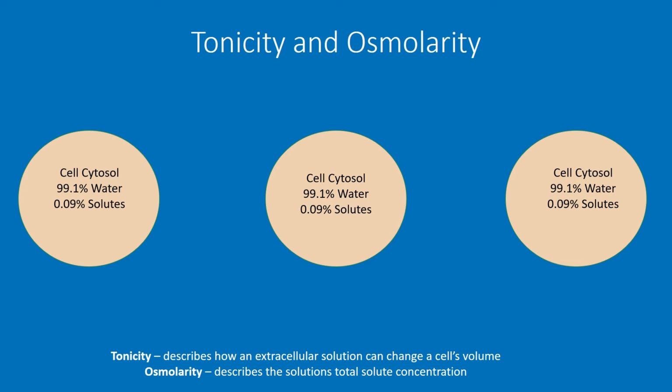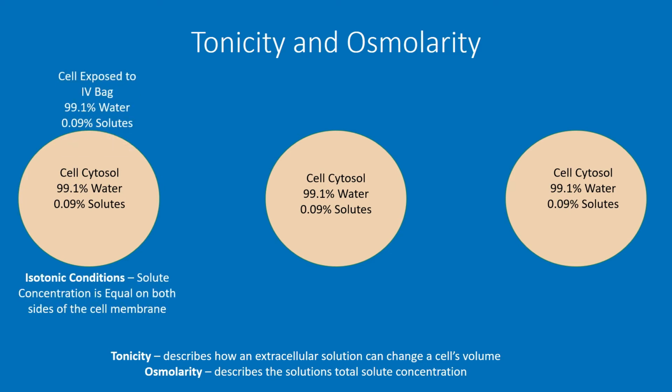In isotonic solutions, a cell's extracellular fluid solute concentration matches that of the cytosol within the cell. This causes no net change in the volume of the cell as water enters and exits the cell at the same rate.